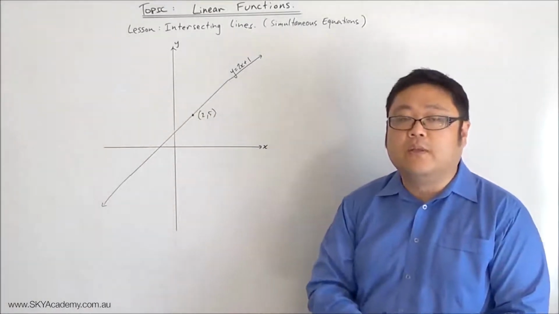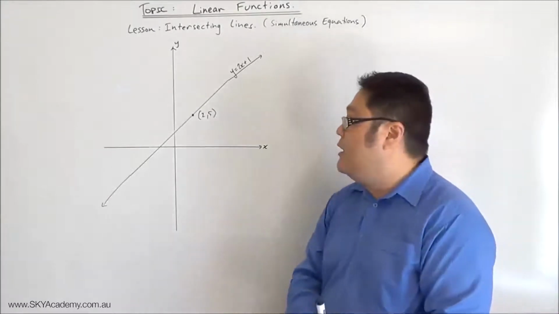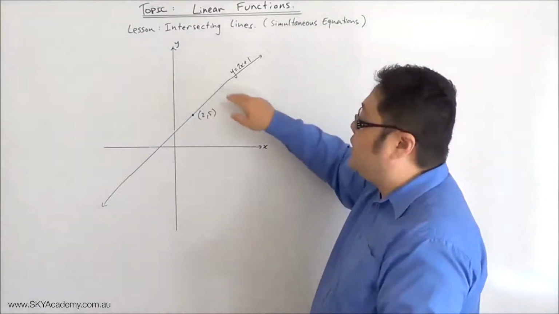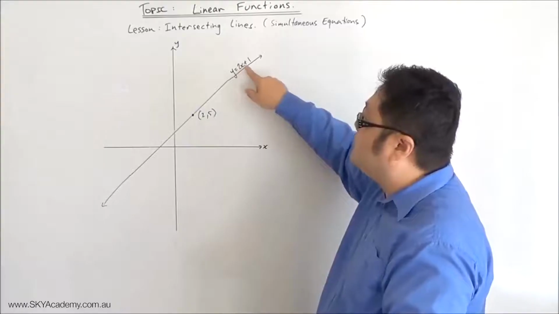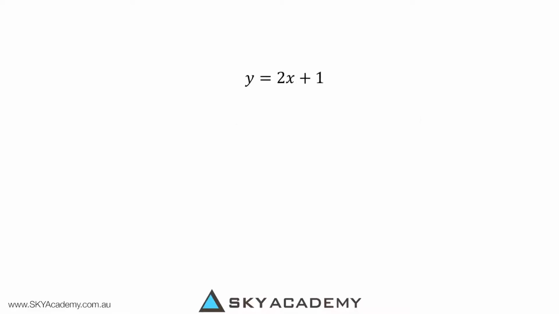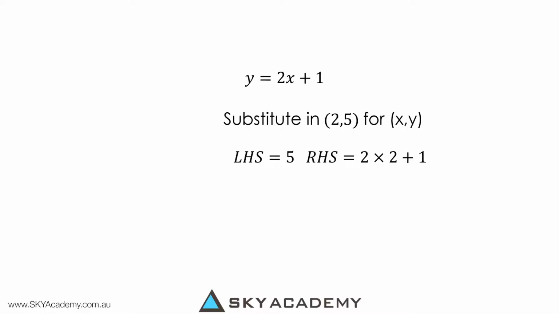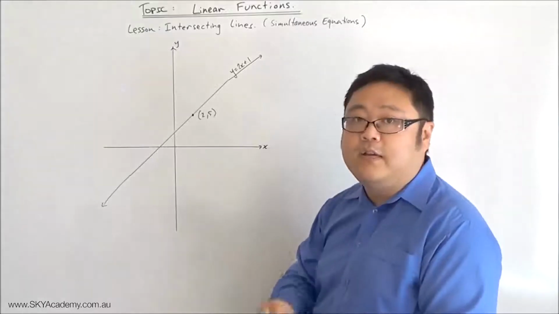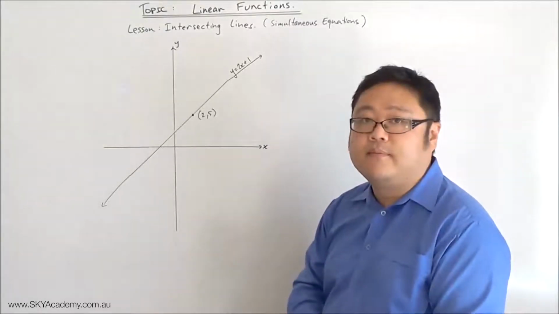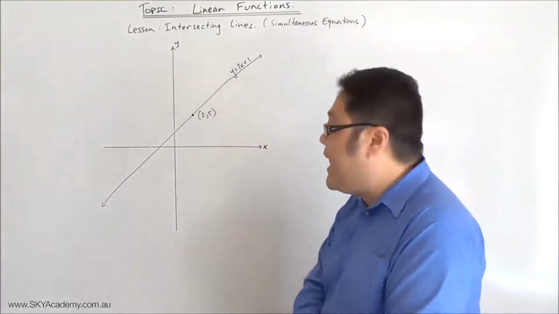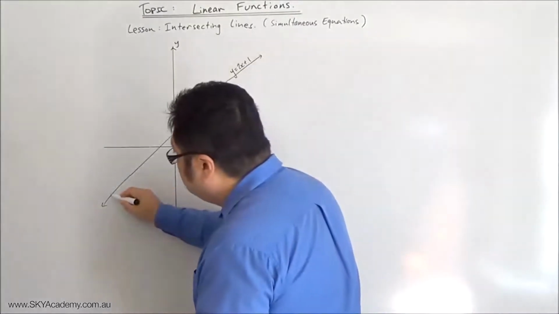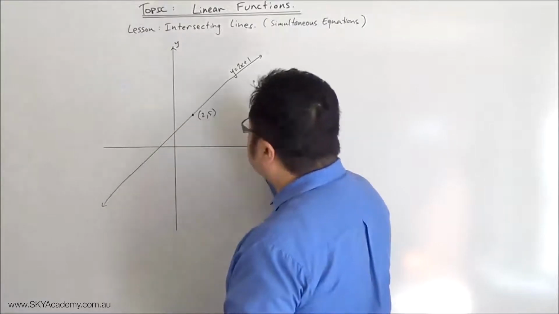Well, the easy way to work that out is just by substituting. So 2 for x, 5 for y. It's 2 times 2, 4 plus 1 is 5. And does y equal 5? Yes, it does. And if it satisfies the equation, it will sit on the line. So this point sits on the line because it satisfies the equation. In fact, every single point on this line will satisfy this equation.